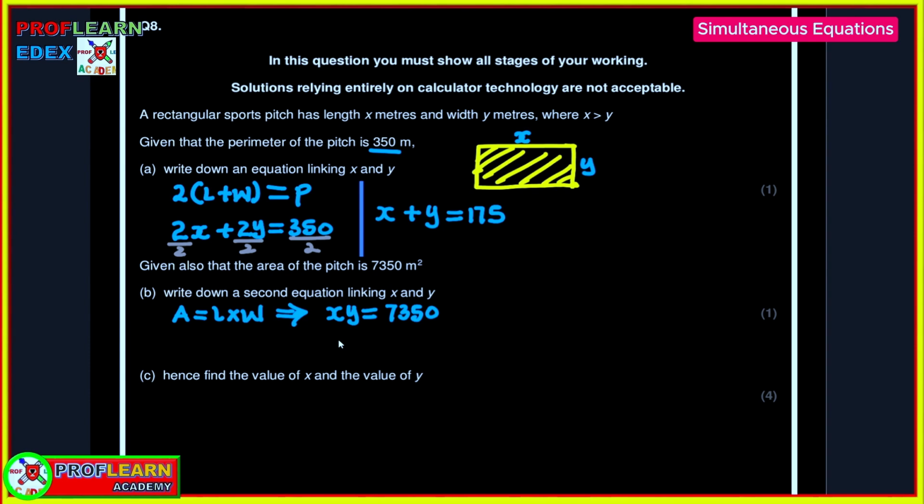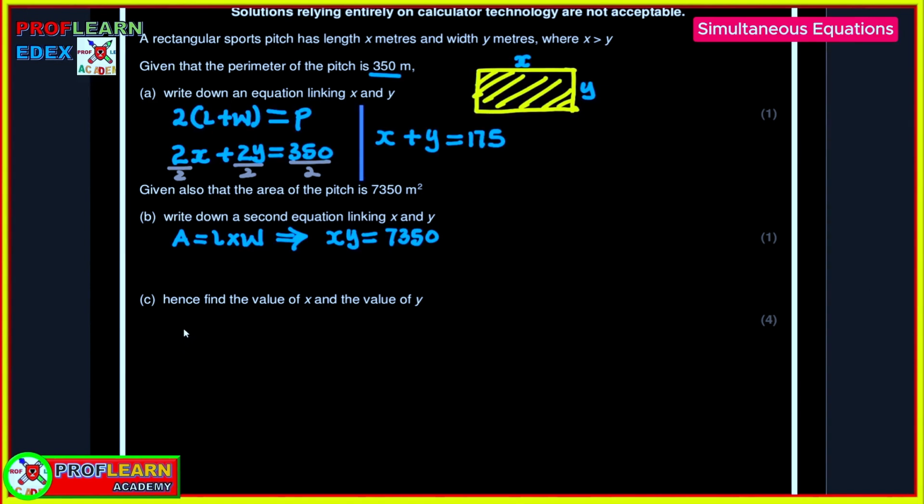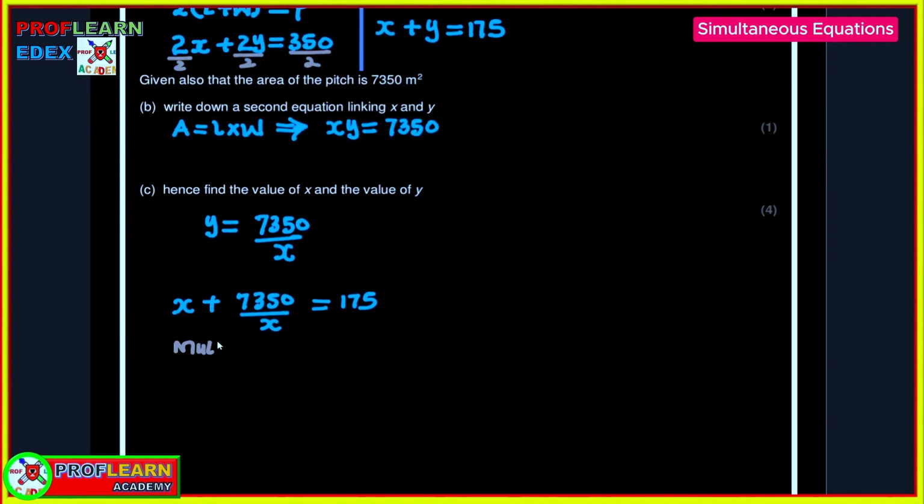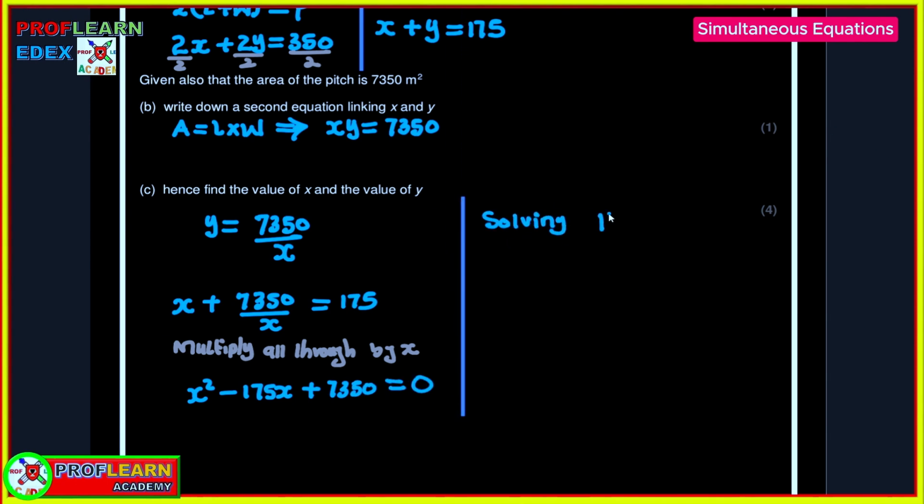In part C, we were supposed to find the values of x. Of course, we're going to solve the 2 equations simultaneously, the one in A and the one in B, so that we can get the exact values of x and y. Here we're going to use substitution. Anywhere we have y, we're going to replace it with 750 over x. We can multiply all through by x so that we can form a quadratic equation which we can solve.